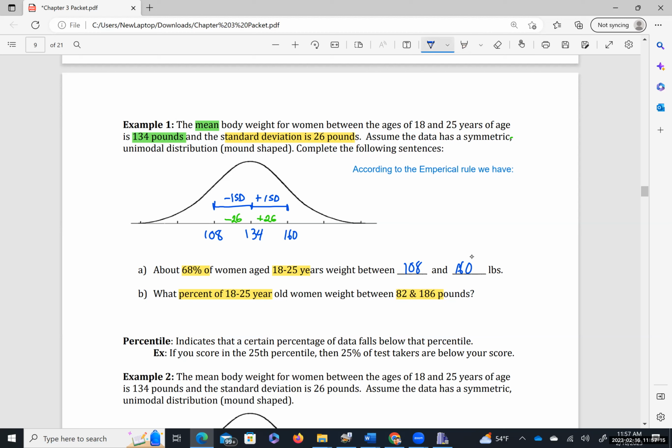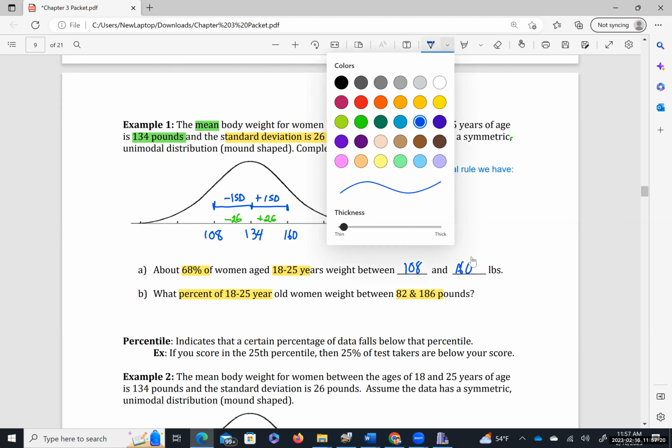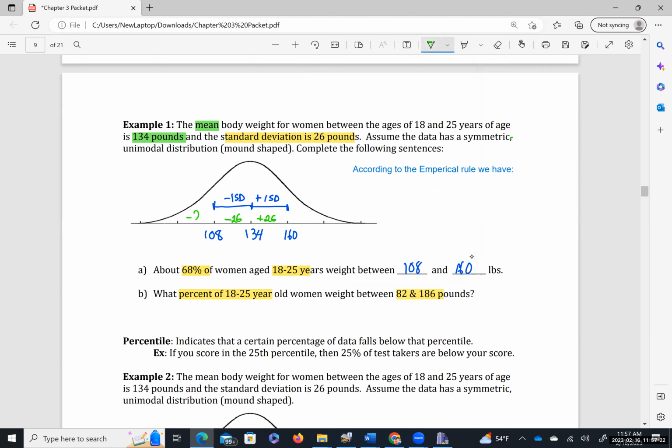So from 108 here, if I subtract 26, what do I get? I get 82. And from 160 there, adding one more 26, what do I get? I got 186. So that means what? From the mean.